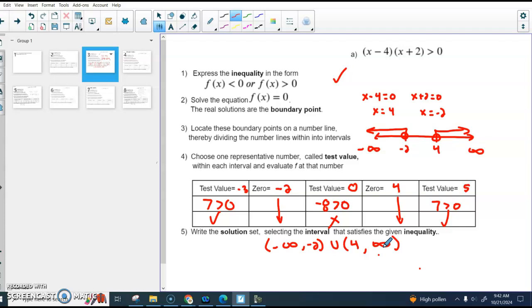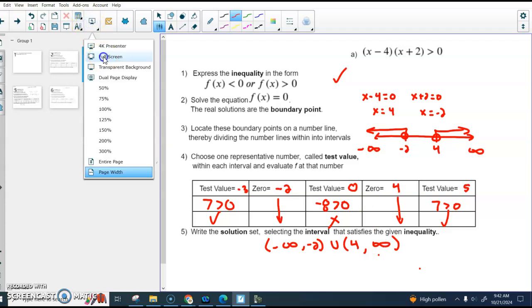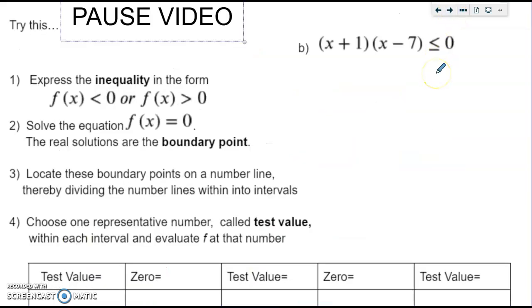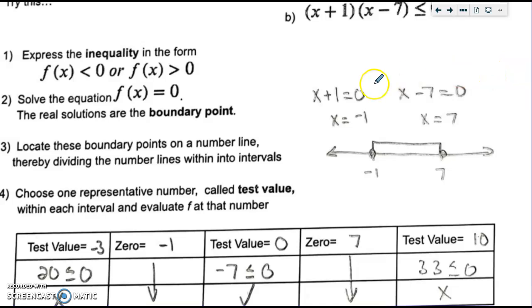Okay, that would be the solution to this inequality. So I'm going to ask you guys to pause the video and try this one, and when you're done, check what the solution is. Same process that I did before.